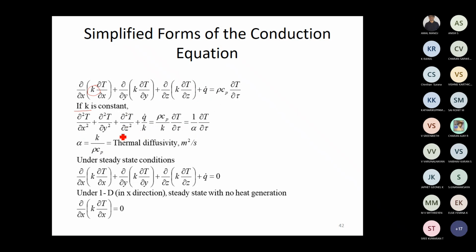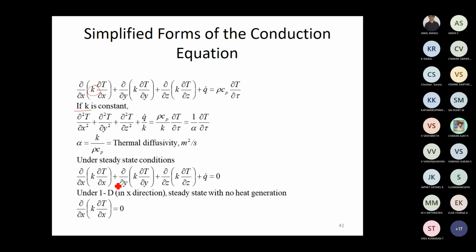But rho Cp by k is another important property in heat transfer, that is called the thermal diffusivity. This thermal diffusivity is a quantity which indicates how quickly the heat diffuses throughout the mass. So it is related to transient heat conduction. This parameter actually comes in transient heat conduction. We shall see that in module number 2. I will explain this thermal diffusivity later.